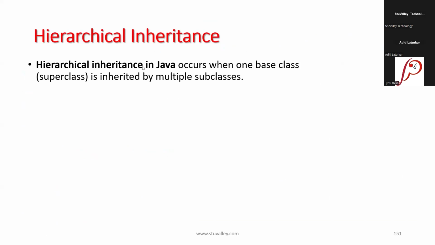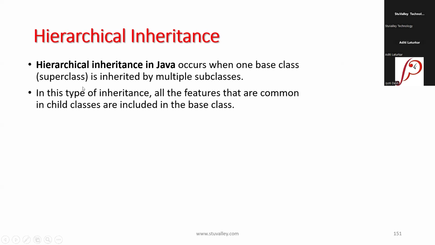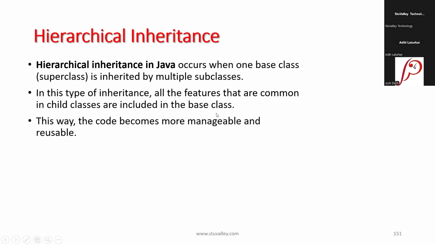This is the next type of inheritance in Java, that is hierarchical inheritance, which occurs when one base class, that is a superclass, is inherited by multiple subclasses. Okay, so multiple subclasses of a single class. In this type of inheritance, all the features that are common in child classes are included in the base class. You can include everything into the base class, or you can say the parent class. This way the code becomes more manageable and reusable.